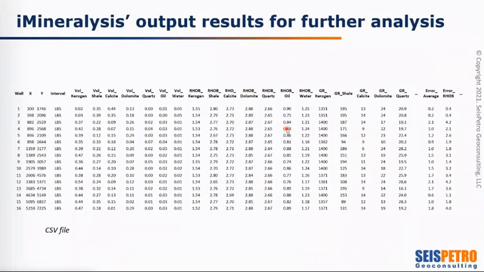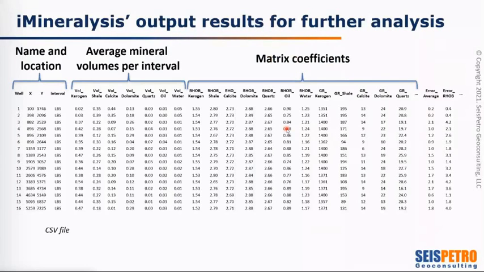Another interesting output that is actually in this part of the new release of iMineralysis is that, besides giving the typical outputs in LAS logs of your minerals, it also outputs a table with a CSV file with the information from the different intervals of interest or the samples that you are modeling. So you get a CSV file that has the name and location. You have the average mineral volumes per interval. But you also have the matrix coefficients for each of your minerals and logs. And additionally, you get the errors.